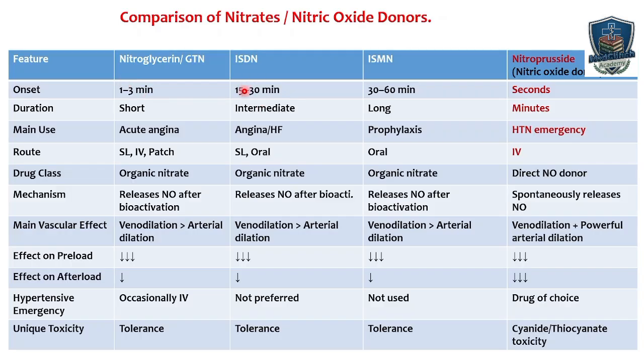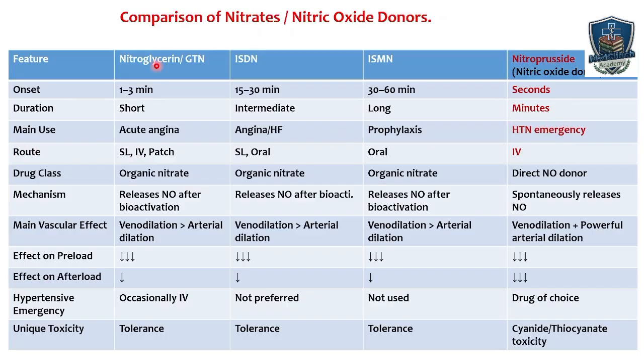This one 15 to 30 minutes. This one 30 to 60 minutes. This one is very quick, within seconds. Duration: obviously, nitroglycerin is short acting. The dinitrate is intermediate. The isosorbide mononitrate is long acting, so that's why it is always used as a prophylaxis. It can be used as a prophylactic agent. And this one, it takes minutes. Very good when it comes to hypertensive emergencies.